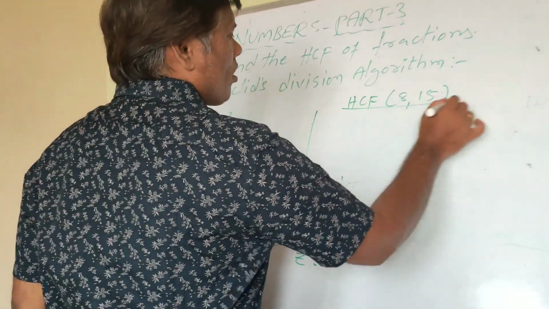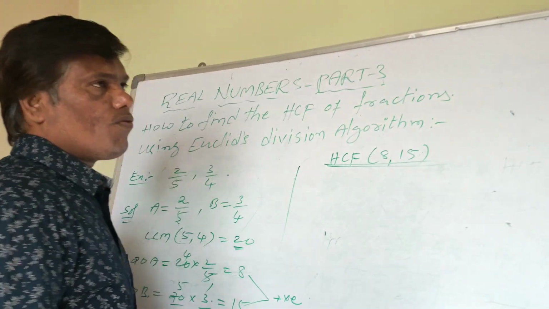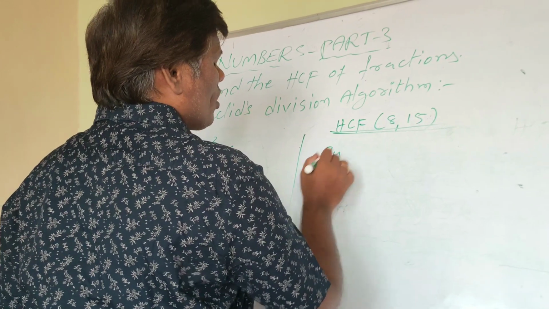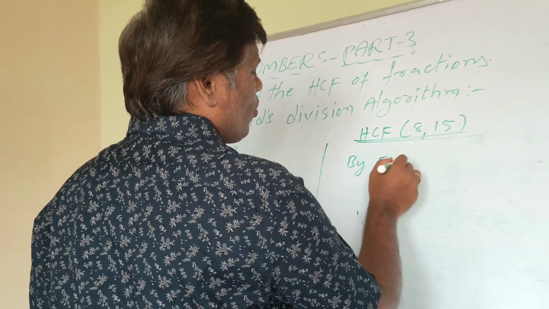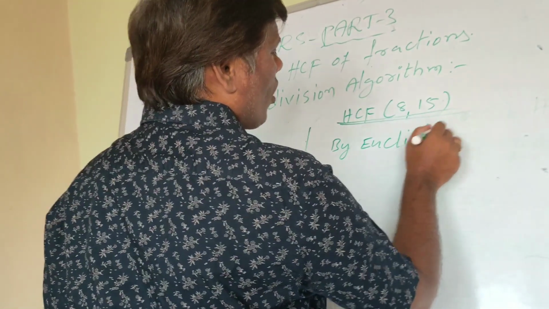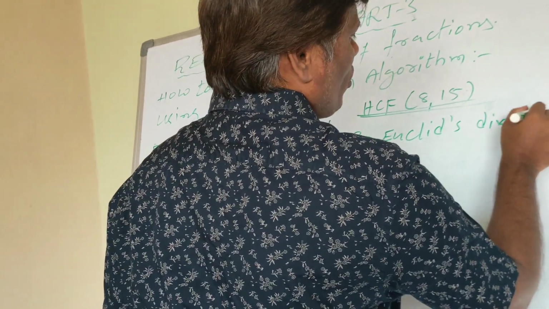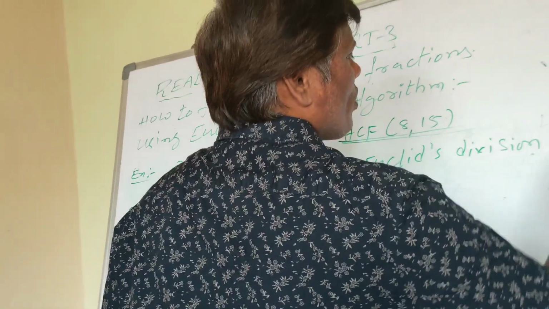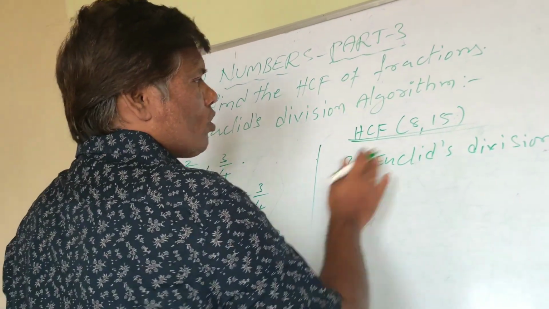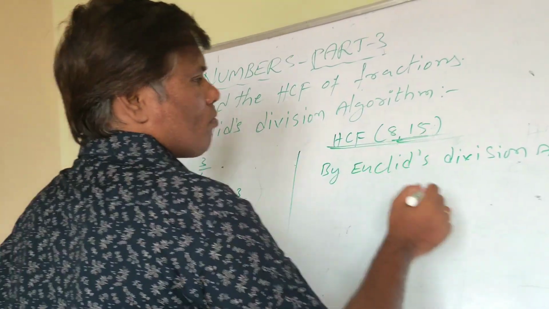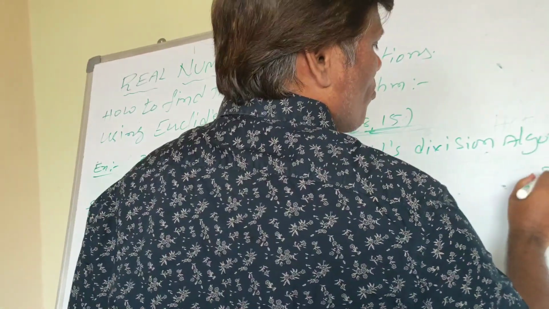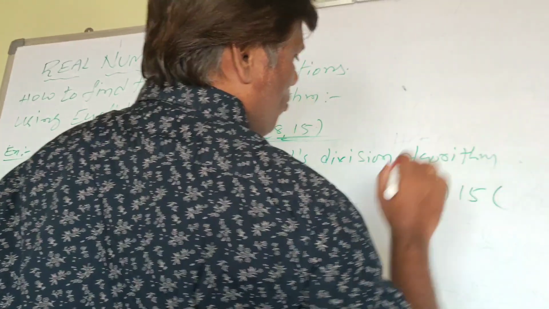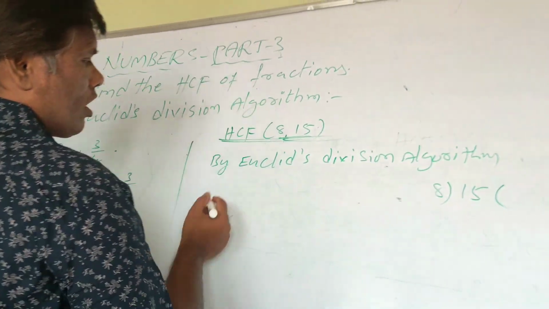How do we find the HCF of 8 comma 15? Already in part 2 we understood. We have to apply Euclid's division algorithm. Of these two numbers, the larger number is 15 and the smaller number is 8. So we divide the larger number by the smaller number.